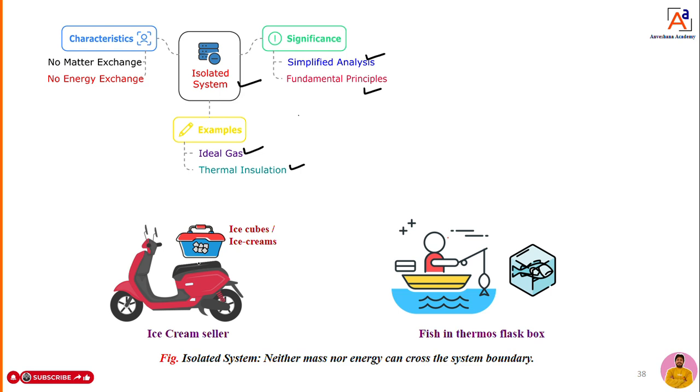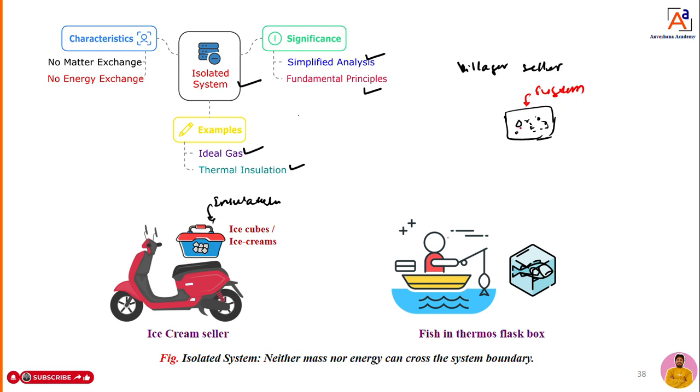To understand better, I have considered two more live applications. The first is the ice cream seller. In a village, you can see the ice cream seller come, and he brings the ice cream in an insulated box. Since it is a box with a boundary, I can call it a system.